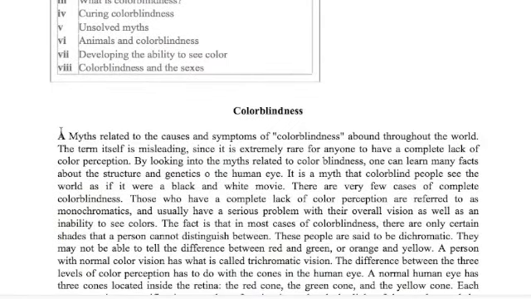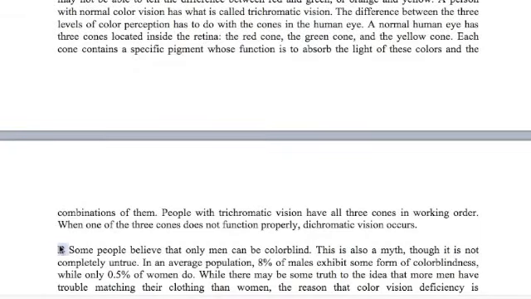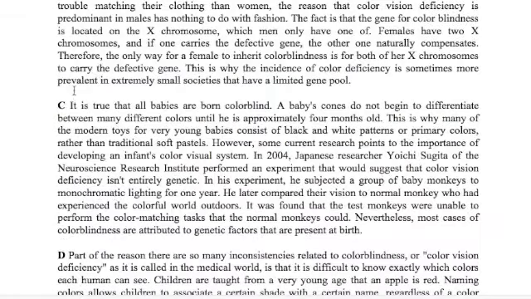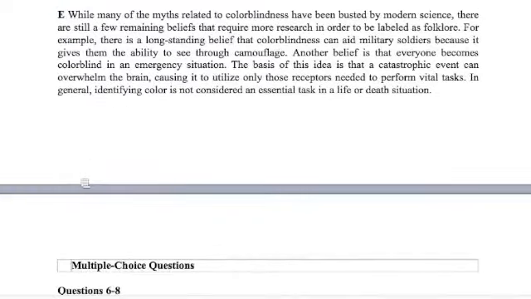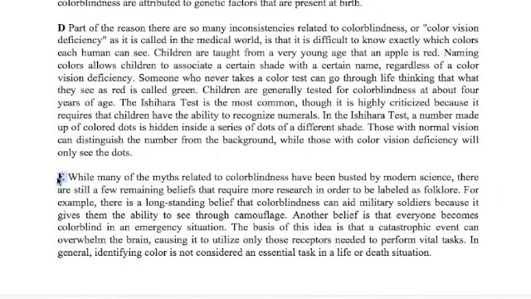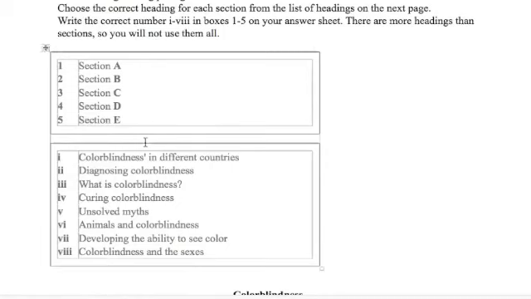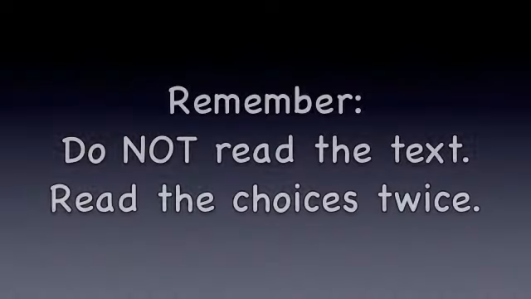And here we have section A, section B, section C, section D, and section E. Each one of these will be best described by using one of these headings. Now, the first thing you do, don't read the article. It's much easier, it's much quicker to read these 8 choices twice than to read all of the article once.